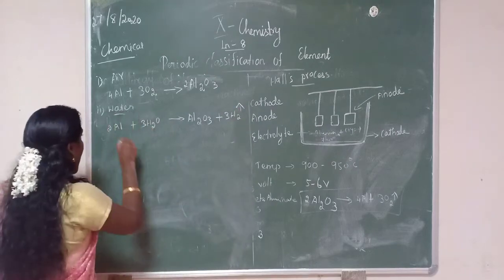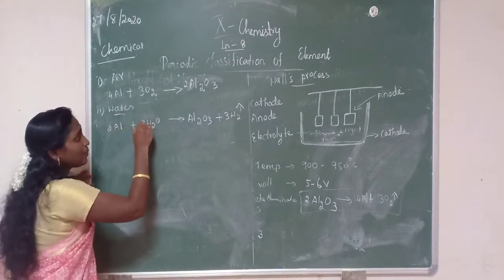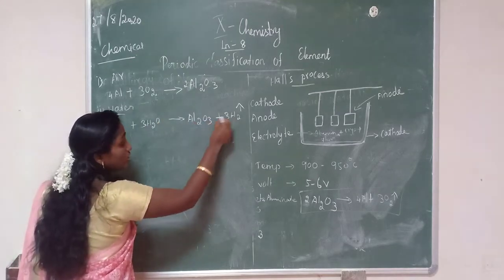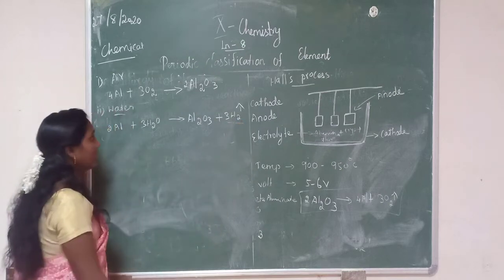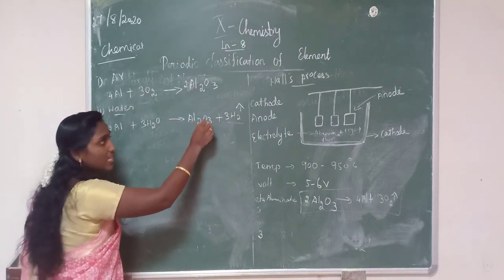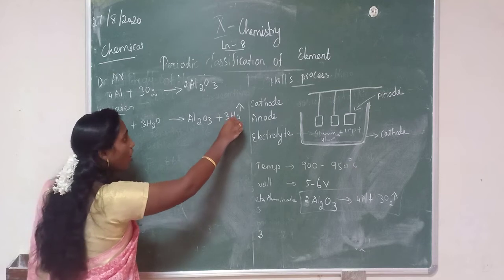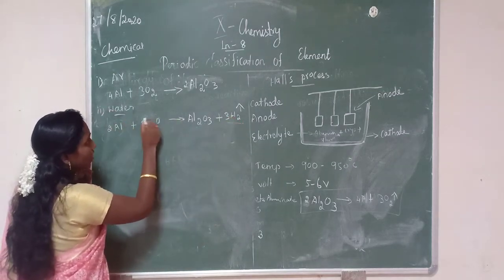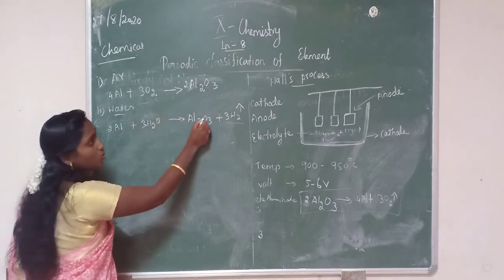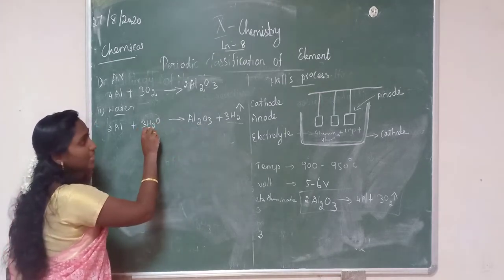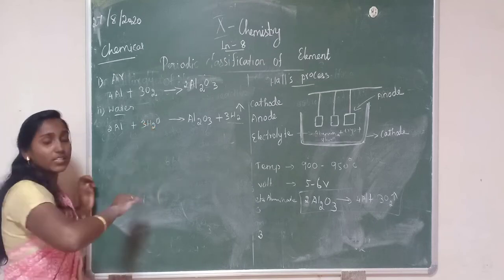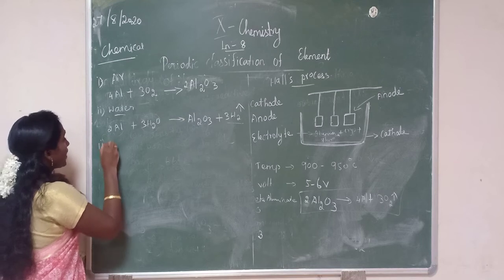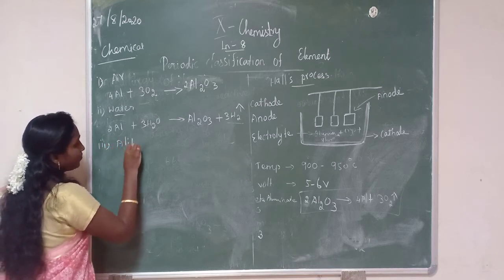Have you understood? When steam is passed over red hot aluminium, it will release hydrogen gas. See here, Al2O3, with 3 oxygens, then how many hydrogens are there? 6 hydrogens. That is a gas, it will be liberated. Then third property, reaction with alkalis.